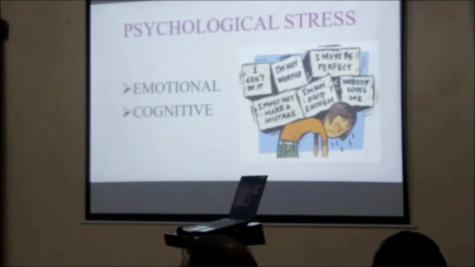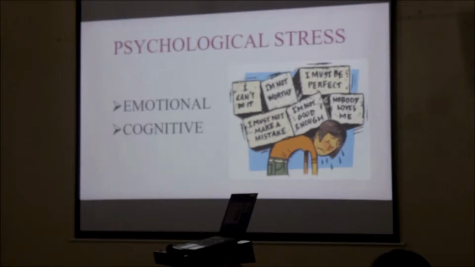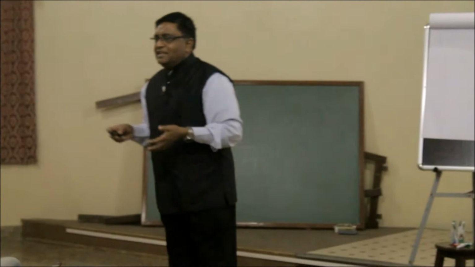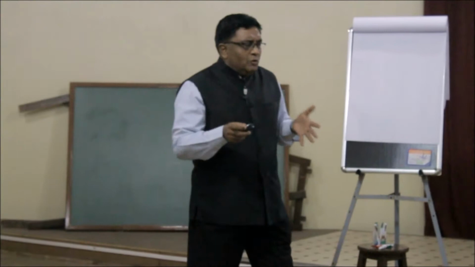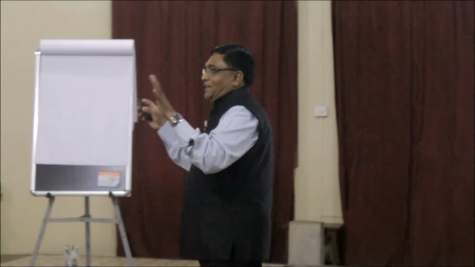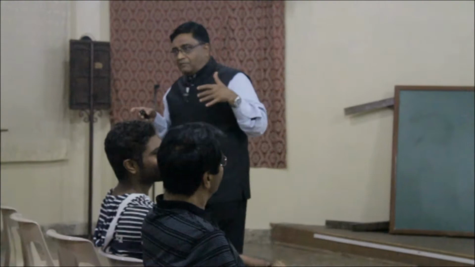Second cognitive factor of stress is unworkable perfectionism. Let me tell you, this is a very, very common factor of cognitive stress. Unworkable perfectionism means, see, a lot of us try to achieve perfection in everything. That causes stress. That's the recipe for stress. We have to inculcate the habit of just okay. If we don't inculcate this habit and go after perfectionism, this will create problems.